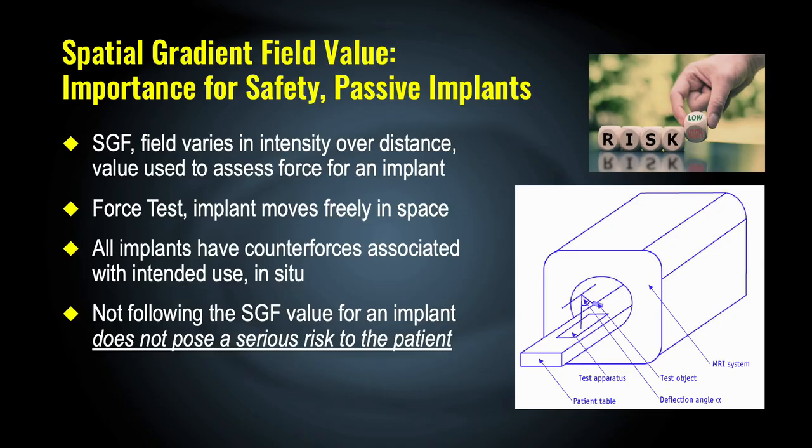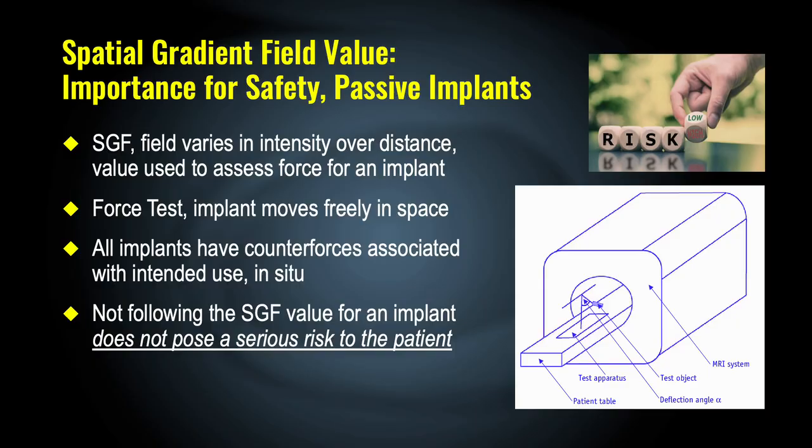The deflection angle is measured at that position. Thus, the spatial gradient field value indicated in an implant's labeling is where the force was measured. It is not a value that, if it was exceeded, would pose a risk to the patient with respect to the force acting on an implant. In virtually every case, once the metallic medical product is implanted, there are counterforces associated with the surrounding tissue by having some means of fixation, such as those associated with suture screws or other forms of securing the implant in place. These all contribute to a margin of safety with respect to force-related issues.